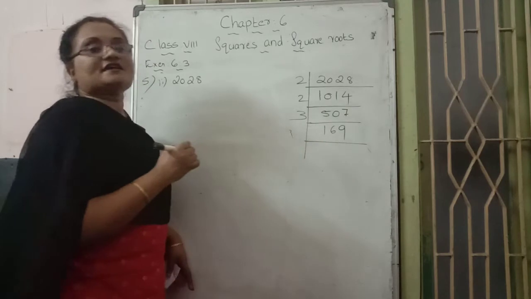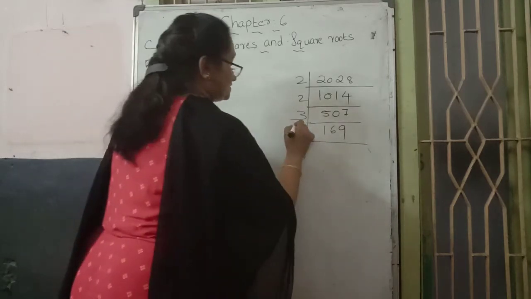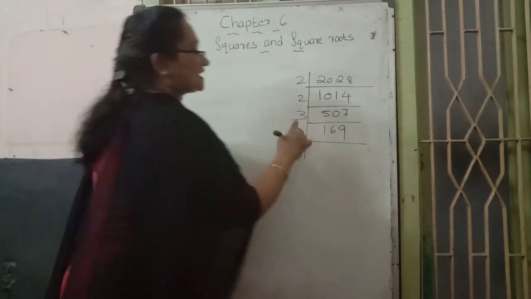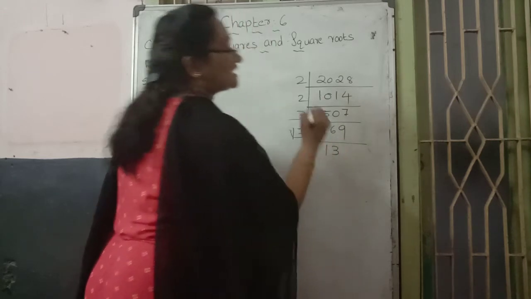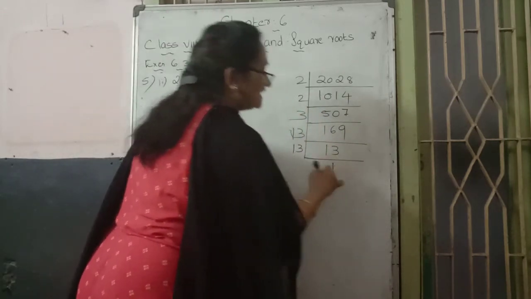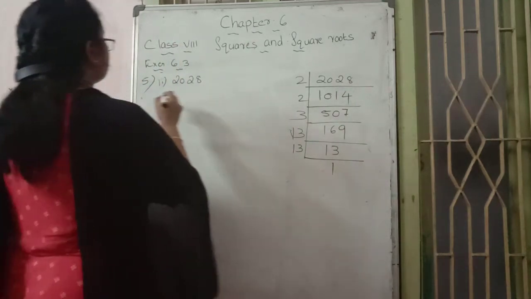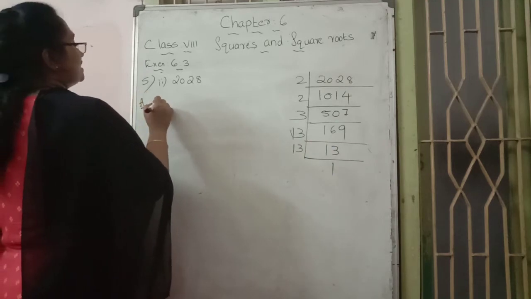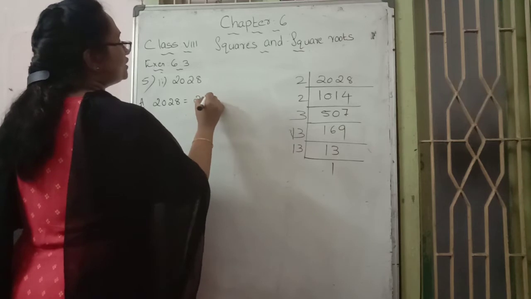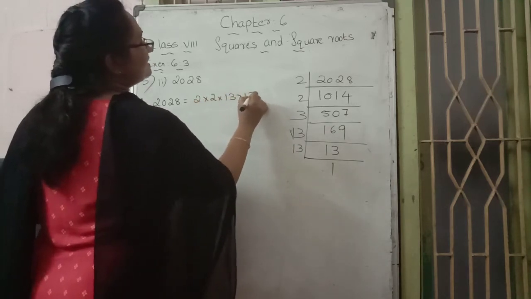Again, which prime number? We know that 169 is the square of 13. So we can divide it with the prime number 13 only. Prime number 13 into 13 becomes 169. 13 is a prime number, that's why we continue to divide it with 13 only. So we get the answer as 1. Then here, factors writing time. 2028 is equal to 2 into 2 into 3 into 13 into 13.